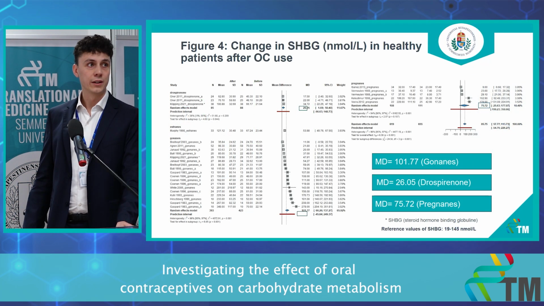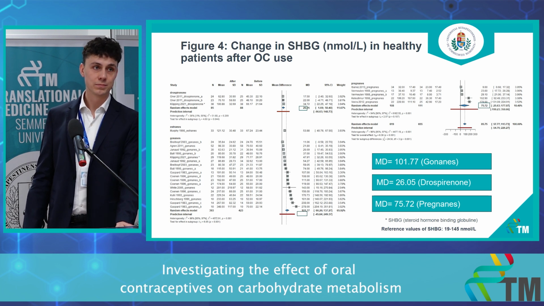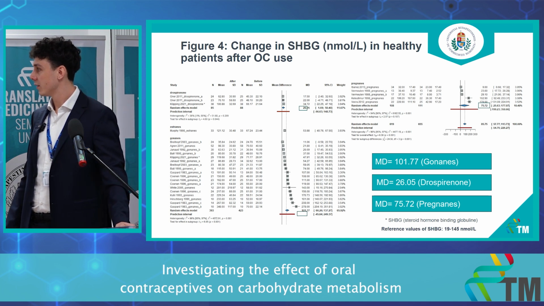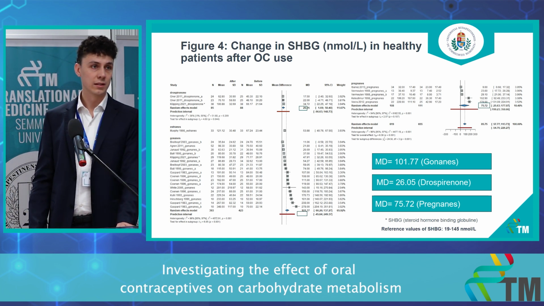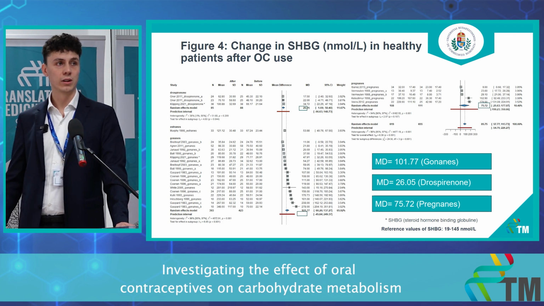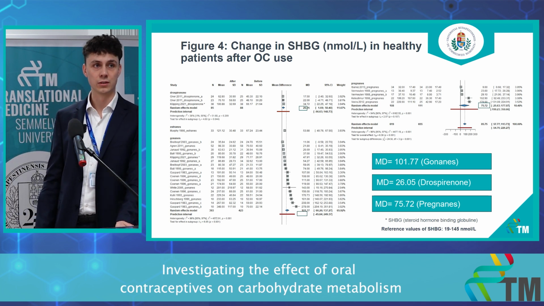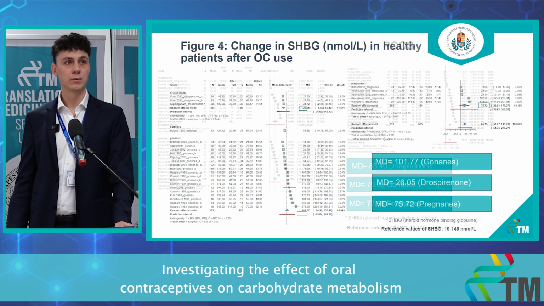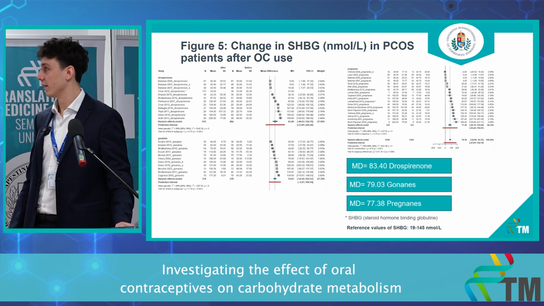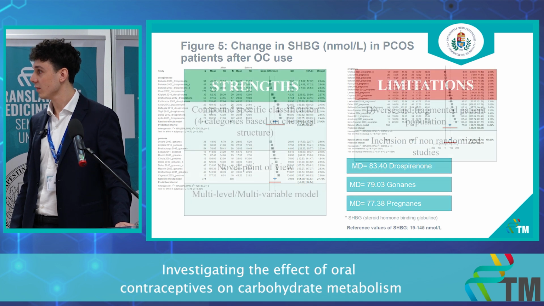So my fourth figure is SHBG. This is in healthy patients. While the heterogeneity is quite big, it shows that in every drug group, the values grew. And this number is even more pronounced in patients that have PCOS.